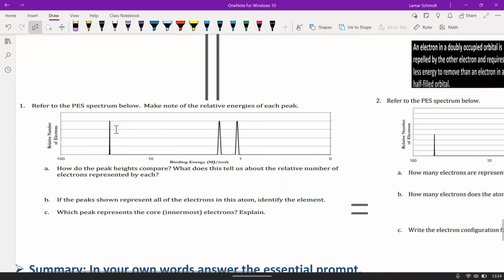They're all the same height. So what does that tell you? They all have 2 electrons. Each peak is representing how many electrons? 2. All right, very good. Does peak height represent the amount of binding energy? No, that's where they're gonna try to catch you.